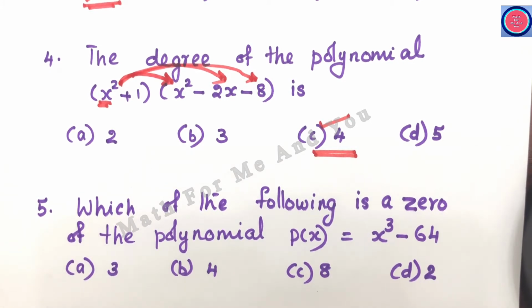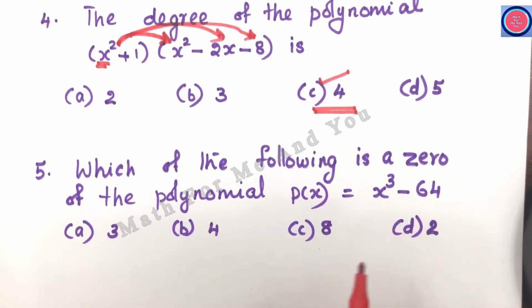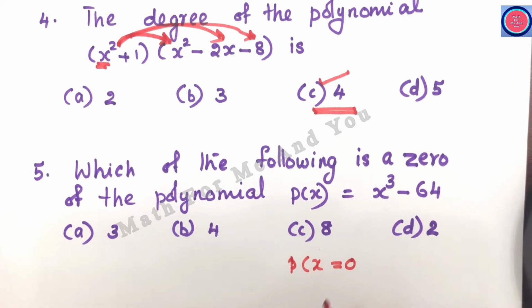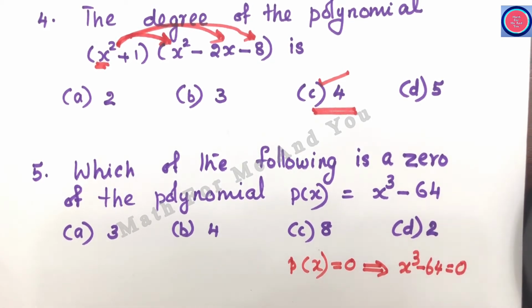Next is question 5. Which of the following is a zero of the polynomial p of x equals x cube minus 64? If we want to find zero of a polynomial, we have to write the polynomial and equate with 0. So we can write p of x equal 0. But what is p of x? X cube minus 64. That is equal to 0. That means x cube is equal to 64. Therefore, what is the value of x?